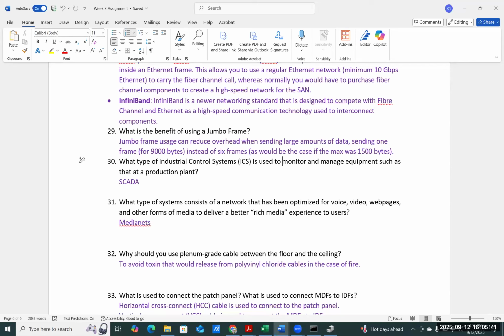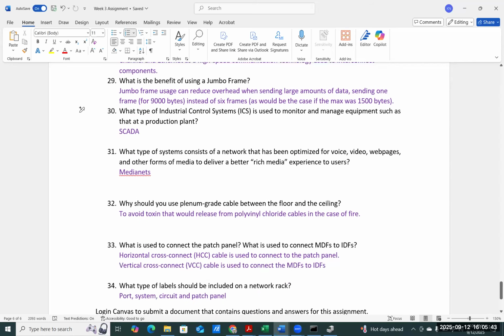31. The system that consists, I know it's so long, it's just because there's so many concepts for Network Plus. The system consists of a network that has been optimized for voice, video, web pages, and other forms to give you a rich media experience, also labeled as media nets, right? Media nets. We talked about the protocols and the services last week, but you have systems that would handle your rich media. That would be media nets.